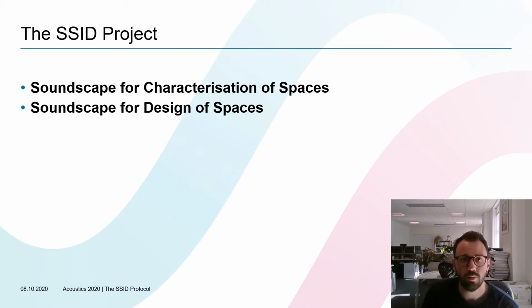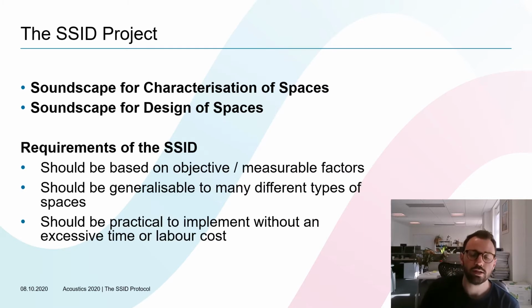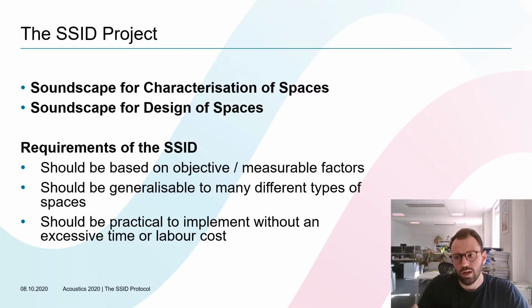So towards this, the Soundscape Index has three main requirements. The first is that it should be based on objective or measurable factors, and particularly factors which can be predicted for a particular space. The second is that it should be generalizable to many different types of spaces. So it's not much use really if we can only use it on a space that we've already assessed. If we've done a massive survey in a space, then why do we need an index in order to characterize it? We've already characterized the soundscape by doing the survey. And then the third is that it should be practical to implement without an excessive time or labor cost. And this gets into that part of being able to apply it to a whole bunch of different spaces so we can really determine the impact of a soundscape on the city.